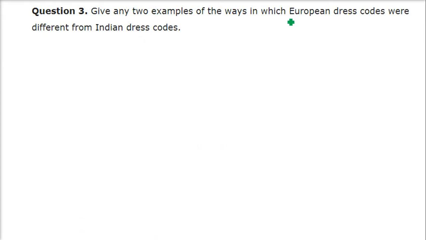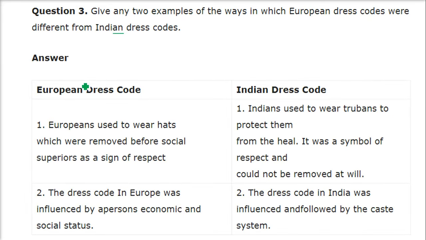Give examples of the ways in which European dress codes were different from Indian dress codes. First, Europeans used to wear hats, which were supposed to be removed before social superiors as a sign of respect. But Indians wear turbans. Why? Because they wanted to protect themselves from the scorching heat. It was a symbol of respect, and this could not be removed all the time. The dress code in Europe was influenced by economic and social status, but in India, the dress code was influenced by the caste and creed system.